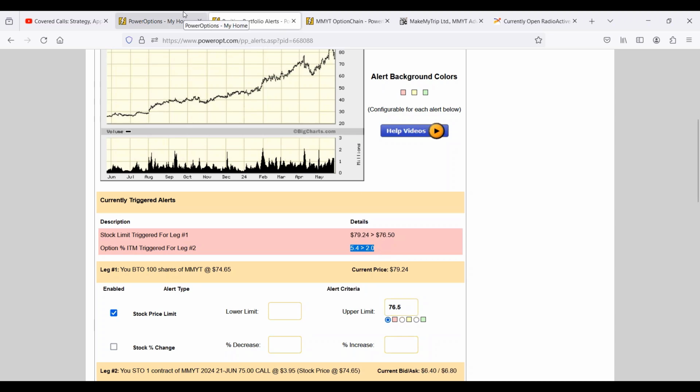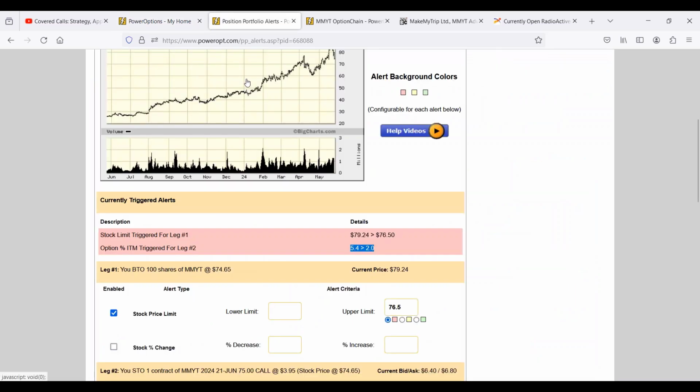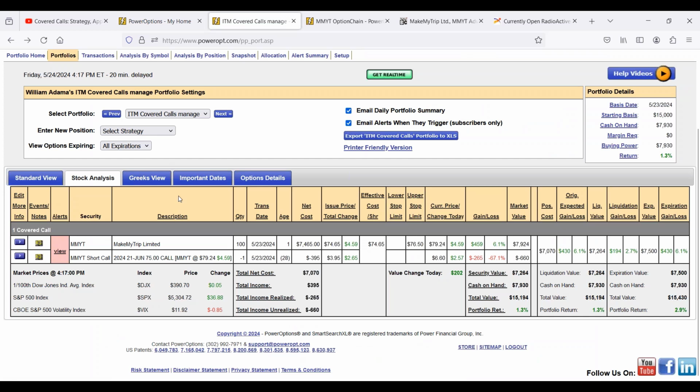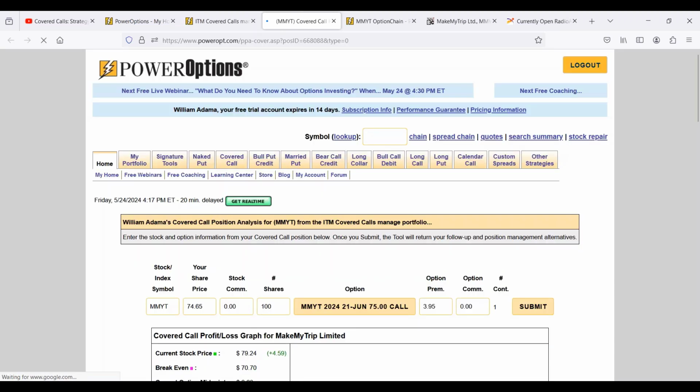All right, so it gapped up today. Have to handle this. How am I going to handle this? Sorry, folks. Well, now that my alert's been triggered, what we do, Joseph, in the PowerOptions Portfolio tools, whether you're tracking covered calls, cash secured naked puts, married puts, even just long calls or long puts, credit spreads or calendar spreads, is click the Edit More Information button next to the position. We are going to go to Position Actions and then select Position Analysis.